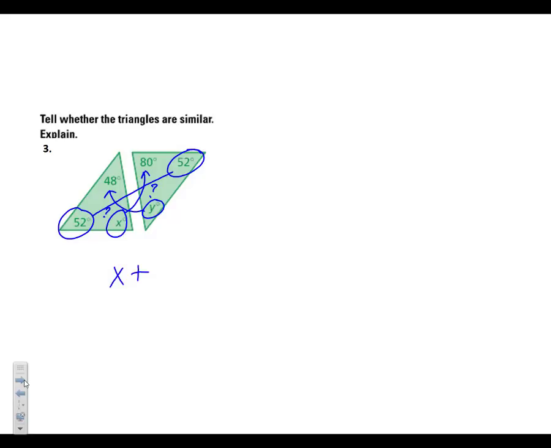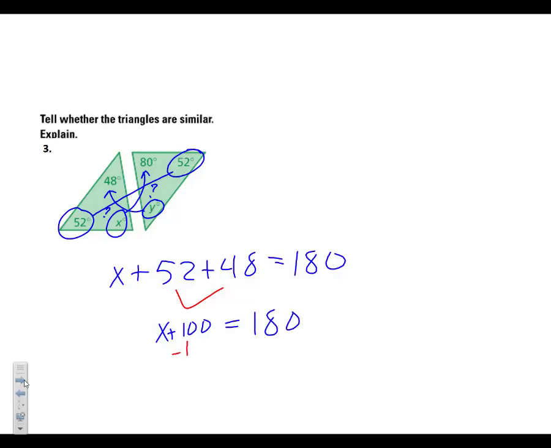You know me. I'm going to go with the triangle with x in it. x plus 52 plus 48 equals 180. Simplifying, 52 plus 48 is 100. And that is equal to 180. And then when I subtract the 100, I get that x is equal to 80. And if I look here, x is congruent with 80, and the answer is yes. These are similar.